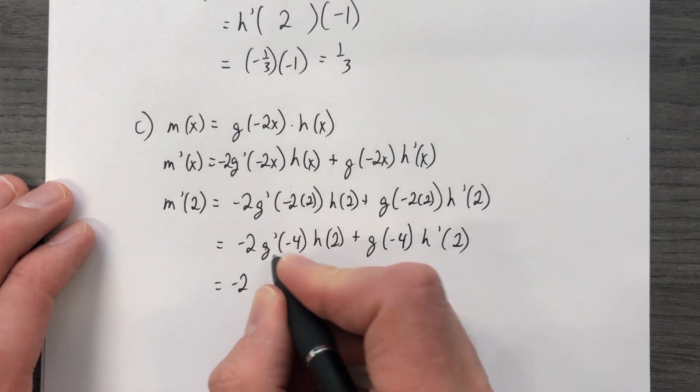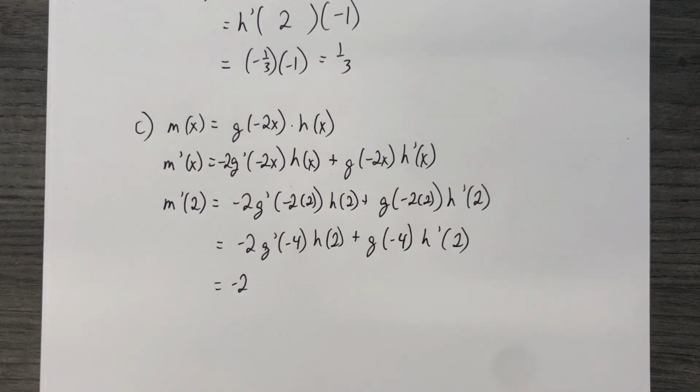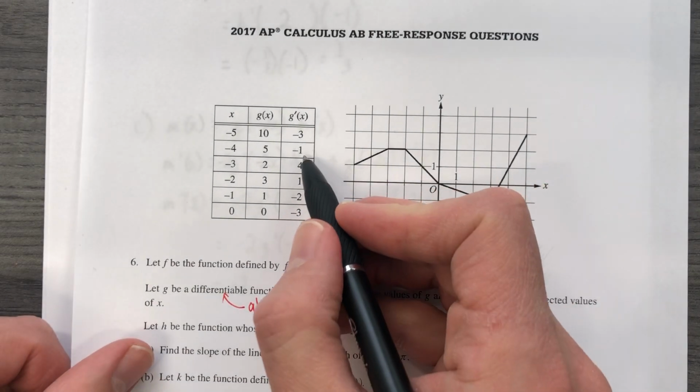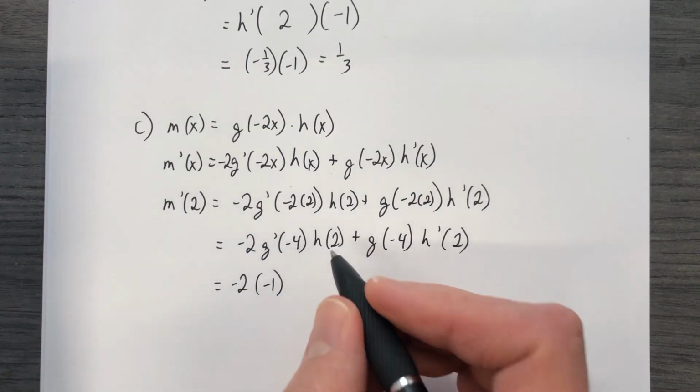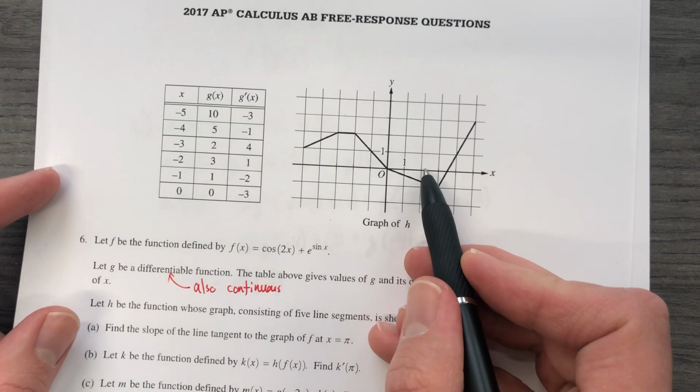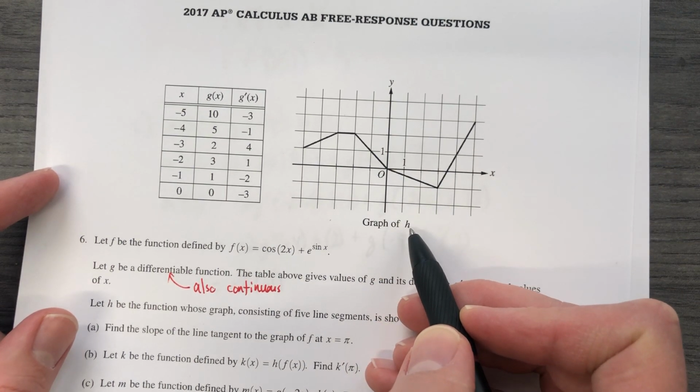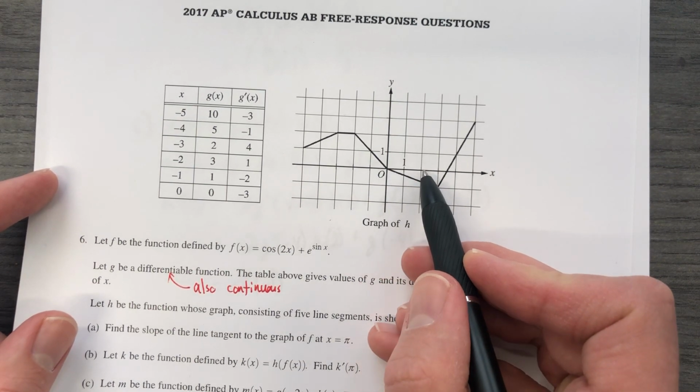So negative 2, g prime of negative 4. There it goes. G prime of negative 4, that would be negative 1. H of 2. H of 2, and this is the graph of h, not h prime, good to know. So h of 2 is there.